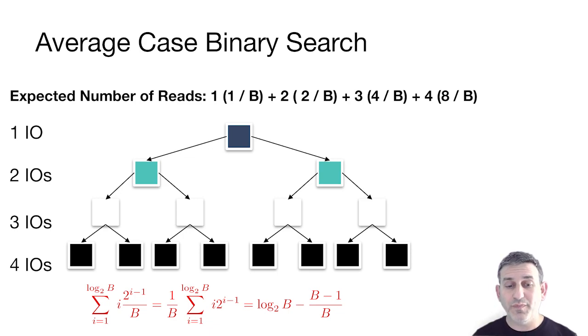We can pull the 1 over b out of the summation here because it doesn't depend on i. And so that gives us the equation in the middle here. And then solving that equation on the right, we get log 2 of b minus some stuff, right, which is close to 1. So this is basically a log base 2 of b average cost as well, as we had thought.